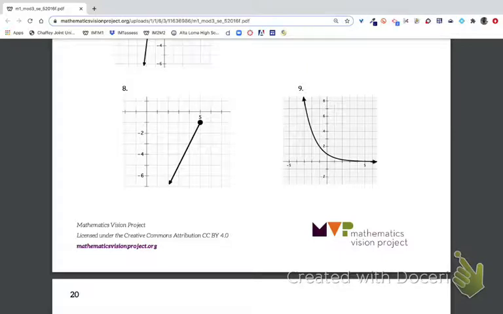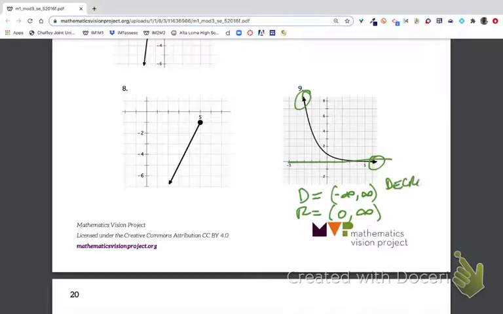For number 9, our markers there have arrows on both sides, so the domain is going to go from negative infinity to positive infinity. The range starts out at 0 and goes up to positive infinity. And this function is decreasing. Looking at it from left to right, you can see that it's going down.